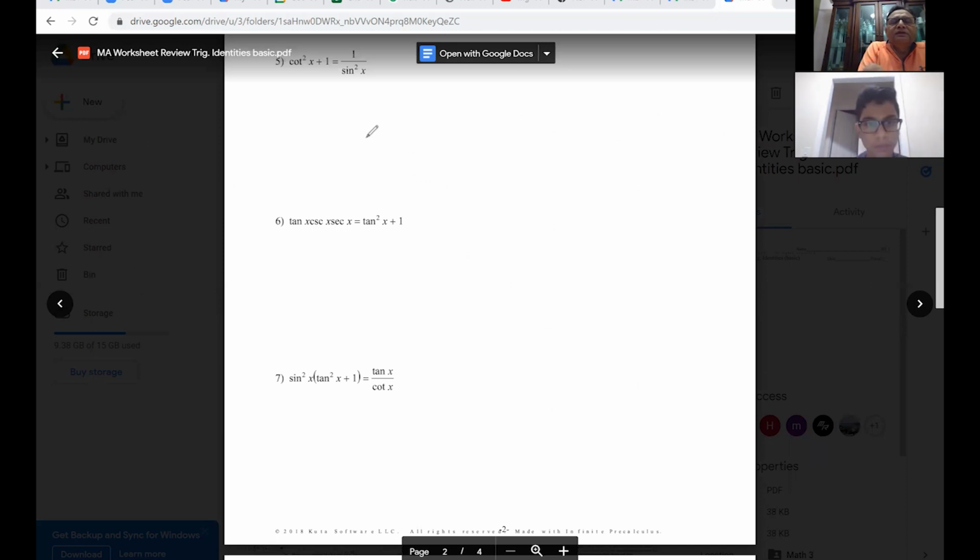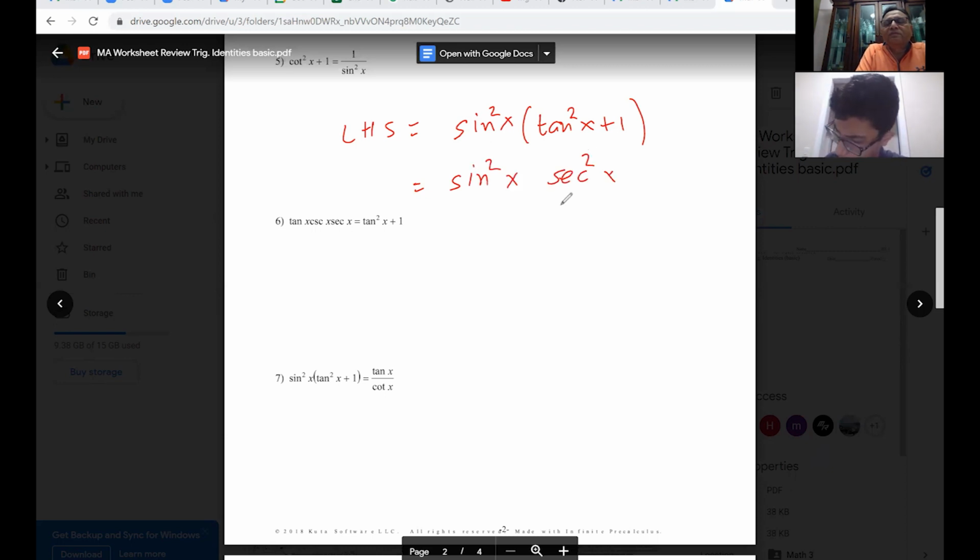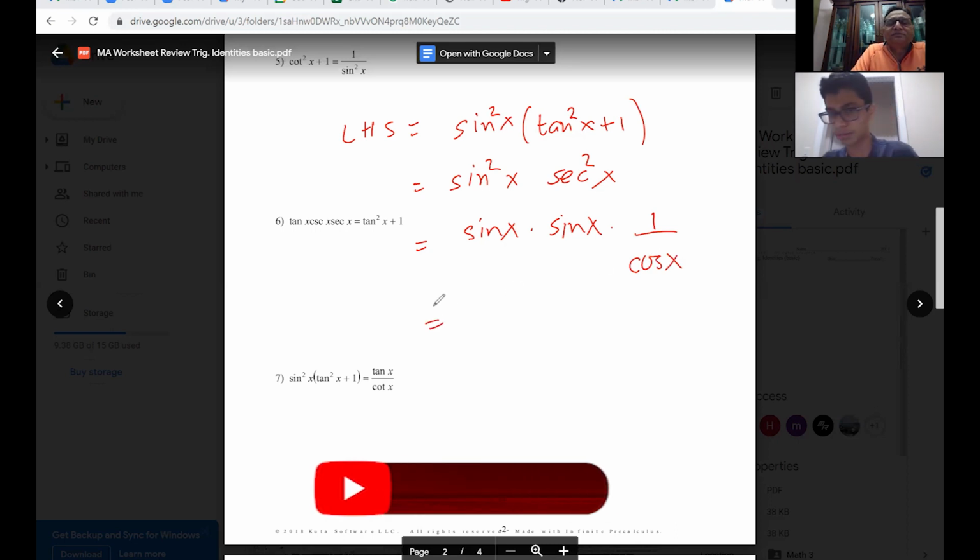The question is, the left hand side is what? Left hand side is sine square x times tan square x plus 1. And you know what tan square x plus 1 is, right? It's secant squared x. And we can write secant square x as 1 over cos square x, correct? So we have sine square x, and secant x as 1 over cos x. Does it make sense? Yeah.